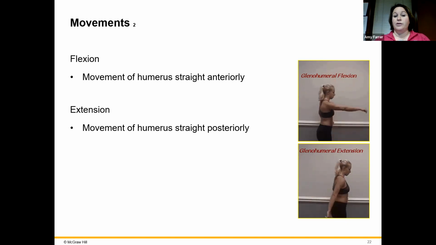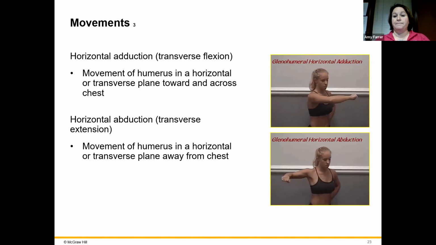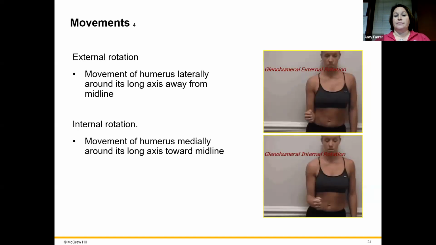Extension is going to be that posterior humerus movement, straight plane. So here is your glenohumeral horizontal abduction and adduction, right? Adduction is going to cross midline. Abduction is going to be that transverse extension away, okay? Internal rotation, external rotation.